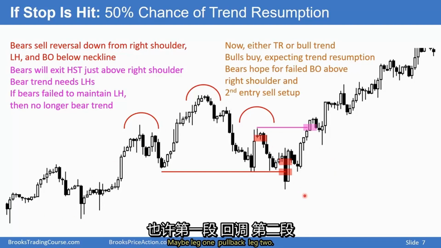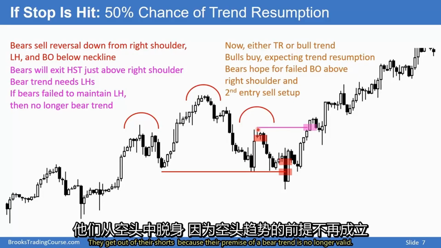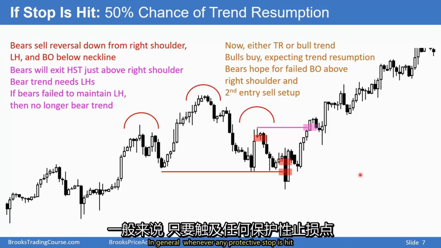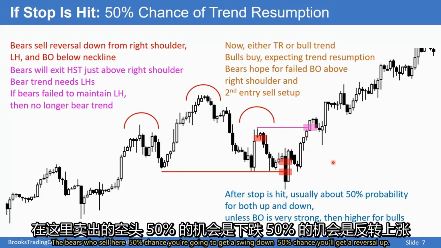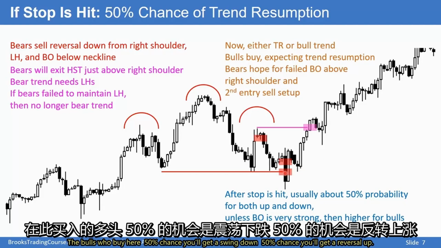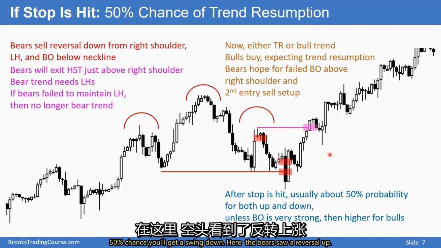Maybe leg 1, pullback, leg 2. And the bears buy as well. They get out of their shorts because their premise of a bear trend is no longer valid. In general, whenever any protective stop is hit, there's a 50% chance that you'll get a swing in the direction of the breakout and a 50% chance you'll get a reversal. The bears who sell here, 50% chance you're going to get a swing down, 50% chance you'll get a reversal up. The bulls who buy here, 50% chance you'll get a swing up, 50% chance you'll get a swing down.